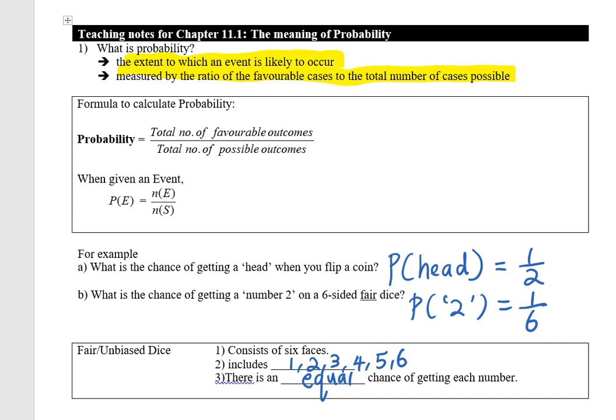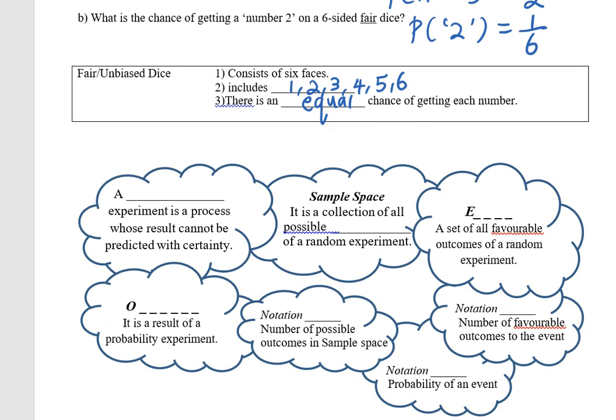Let's look at the blanks below to understand probability better. Now, a random experiment is a process whose results cannot be predicted with certainty. And what is a sample space? Sample space is a collection of all possible outcomes of a random experiment. An event is a set of all favorable outcomes of a random experiment.